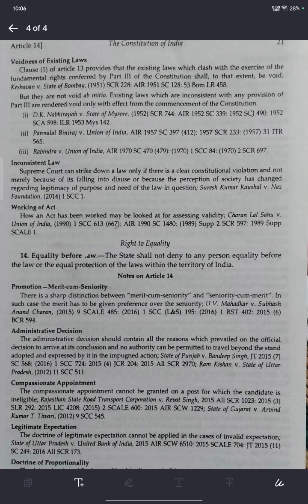So it is void when it clashes with the Constitution, but it's not void ab initio, because they say existing law which is inconsistent with the provisions of Part 3 is rendered void only with the effect of commencement of the Constitution. So from the day of the Constitution, from 1950, it is void, but it is not void ab initio. D.K. Nambiar versus State of Mysore, Panal Biniraj versus Union of India, Rabindra versus Union of India.